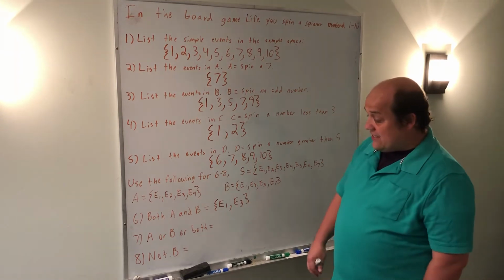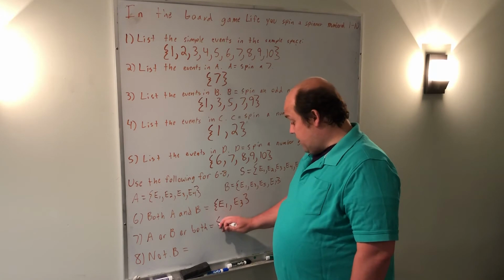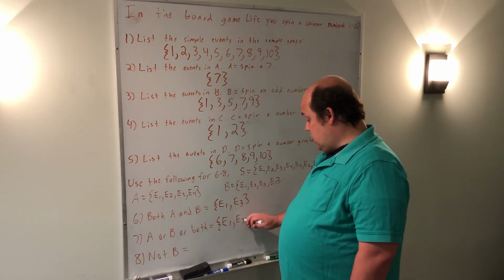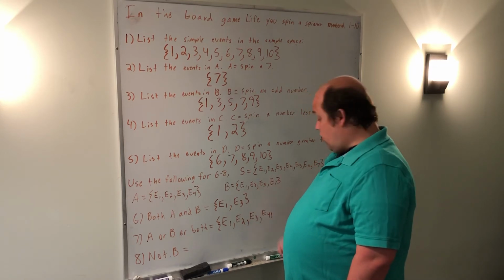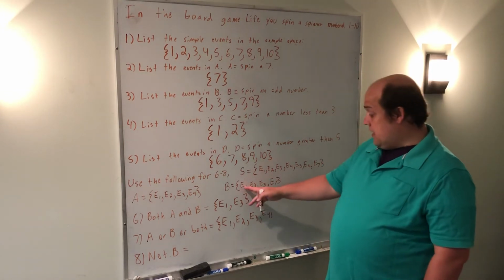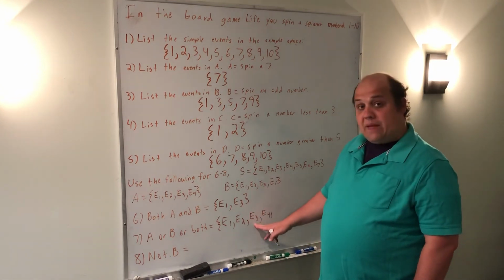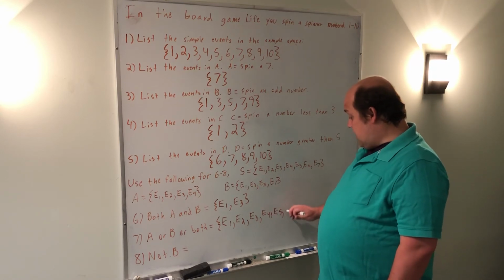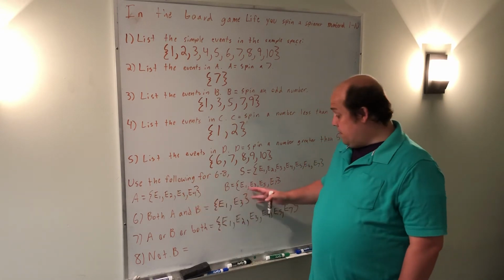For question 7, it says A or B or both. When I do this question, I start by writing everything in A. So A includes E1, E2, E3, and E4. All of those definitely count. Then we look for things in B that we haven't already counted. E1 has already been counted, we don't need to double count it. E3 has already been counted, we don't need to double count it. E5 is new, and E7 is new. So both of those were not included in A, but they were in B.